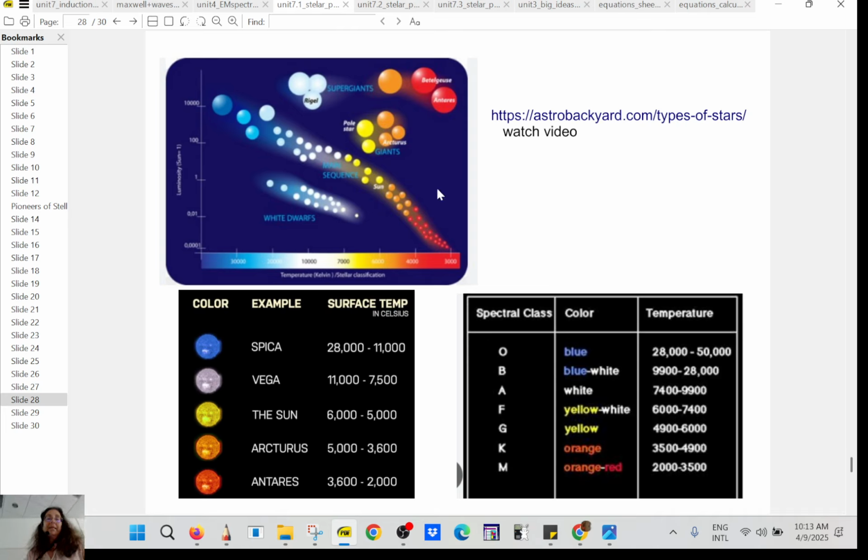So now it's much better than before. We have a very nice HR diagram. So this here is called the main sequence. So any star that is burning hydrogen into helium, okay, will be plotted on that line. Okay, so it's like a line, it's a main sequence line.